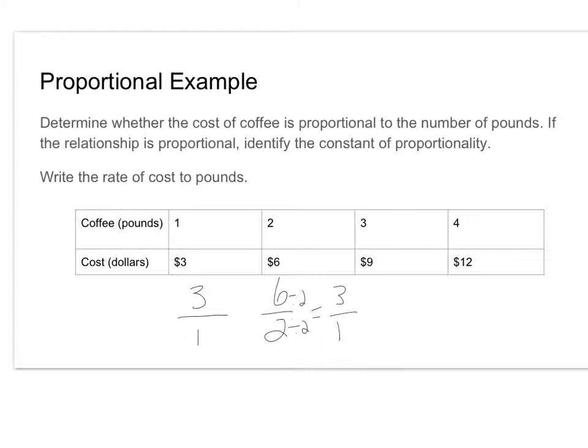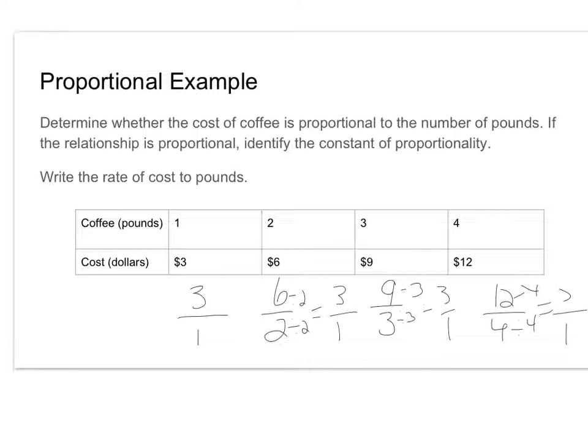Do not be lazy. You need to continue on for the whole table because sometimes maybe at the end something gets messed up. Don't just look at the first two and say, oh, they're proportional. The next rate is 9 to 3. I can simplify both by 3. Again, it will give us 3 to 1. And then I have 12 over 4. I can simplify by 4, which will give us 3 over 1.